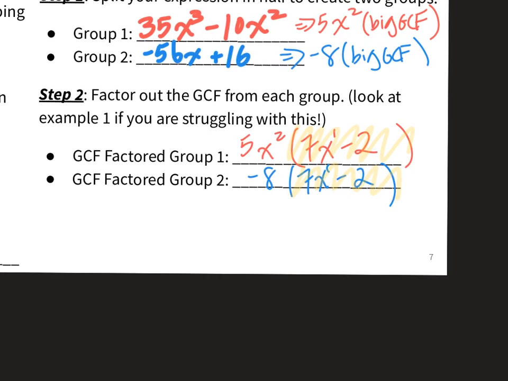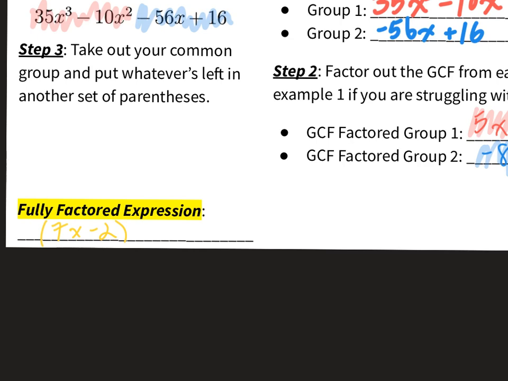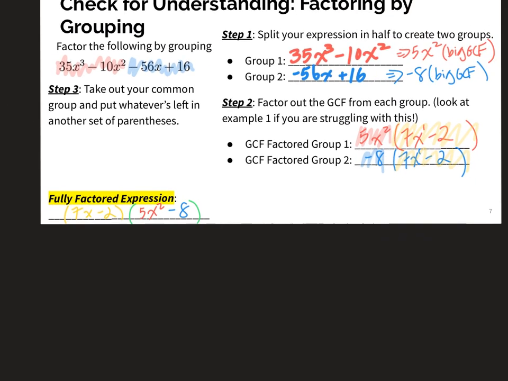I see that I have a 5x squared here and a minus 8 over here. So I'm just going to write that in a separate group of parentheses, right? So I have 5x squared minus 8. Oh, whoops. Let me just color code that. Minus 8. And that's going to be my fully factored expression because I don't really have any other terms left to deal with.